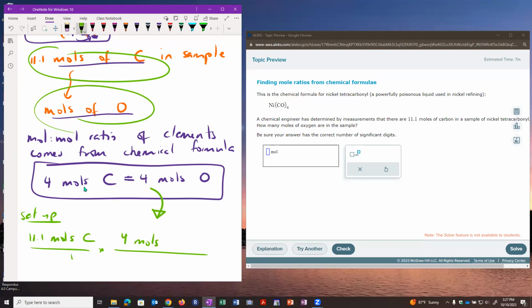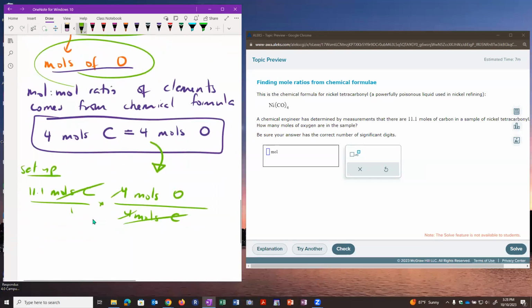So 4 moles of O on top for every 4 moles of carbon underneath. Moles of carbon go away. 4 cancels out, and then we end up with the same number as the moles that we started with. So we should have 11.1 moles of oxygen in that sample as well.